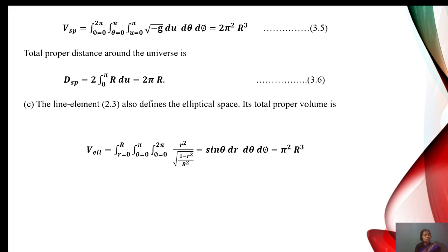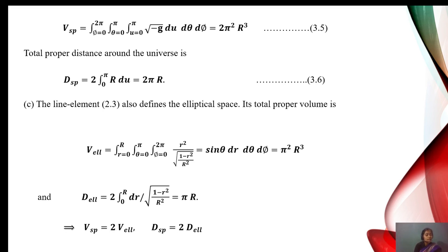They give the whole of the distance between 0 to 360 degrees, r square upon square root of 1 minus r square upon capital R square. Considering the form, solving all the equations and generating the upper position of the value will be given, that is sin theta dr d theta d phi equals pi square r cube, and d_ELL equals the generated value, that is 2. They are considered as line elements to the form of elliptical space. ELL is considered as a line element of the form in an elliptical space, that is pi r.